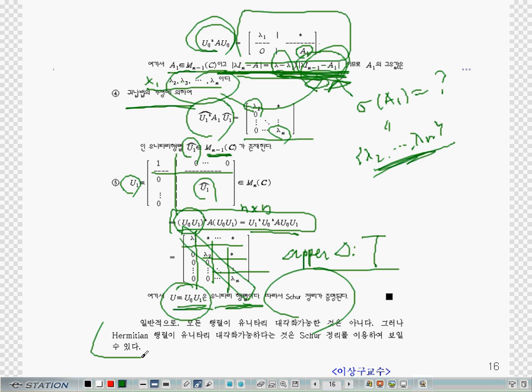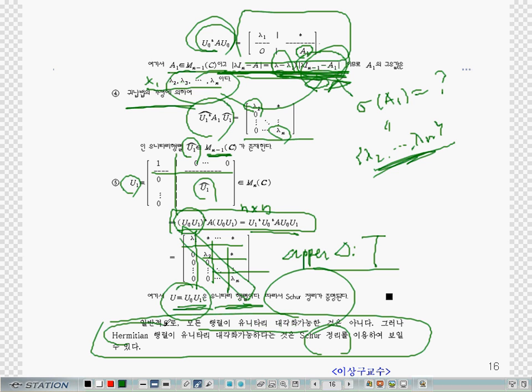Okay. Here, last note. Every matrix is not always unitarily diagonalizable, but this Schur's theorem gives us at least an upper triangular matrix which is unitarily similar to any given matrix. But by using Schur's theorem, we can show every Hermitian matrix is unitarily diagonalizable. That's another byproduct of this important theorem.